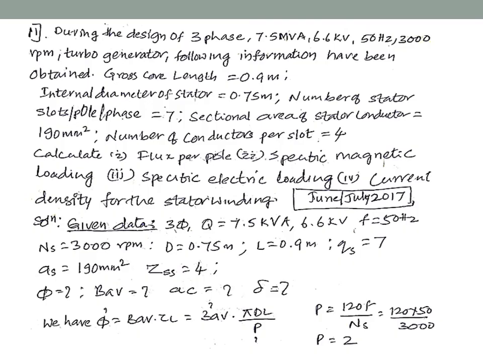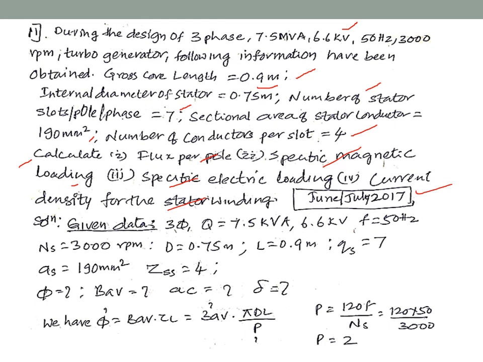Now coming to the last problem. During the design of a three-phase 7.5 MVA, 6.6 kV, 50 Hz, 3000 RPM turbo generator, the following information has been obtained. The gross core length is 0.9 meter, internal diameter is 0.975 meter, number of stator slots per pole per phase is 7, sectional area of the conductor is 190 mm square, number of conductors per slot is 4. So calculate flux per pole, specific magnetic loading, specific electric loading, and current density for the stator winding. This was asked in July 2017.